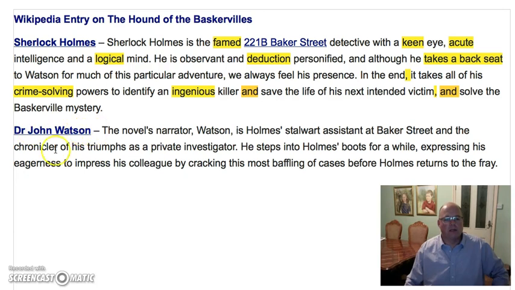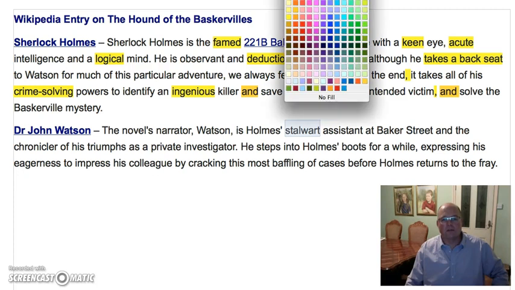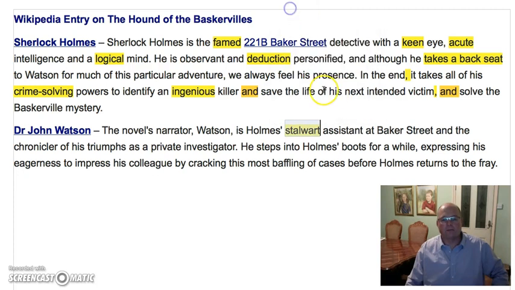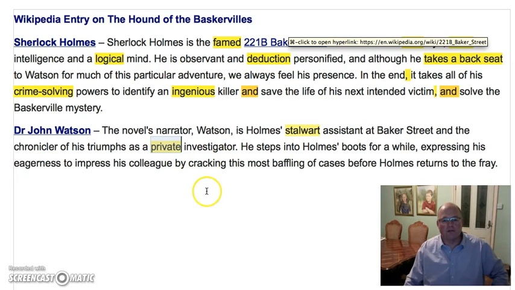Okay, let's have a look at the description of Dr. Watson. The novel's narrator, Watson, is Holmes's stalwart assistant. There you are again, loading up with adjectives for us. I'll just move that back to yellow. At Baker Street, and the chronicler of his triumphs as a private investigator. Well, that's probably not so much an adjective, but I'll say it is because it describes investigator.